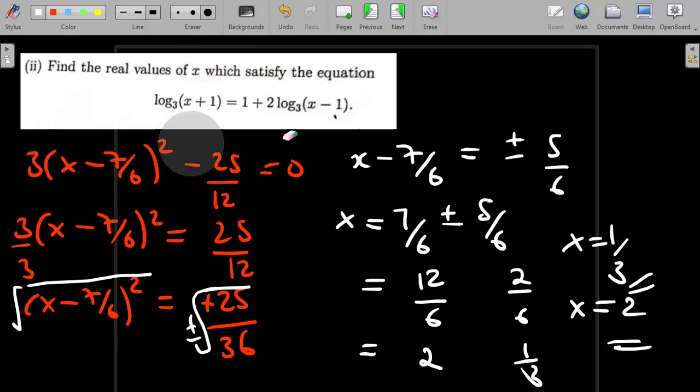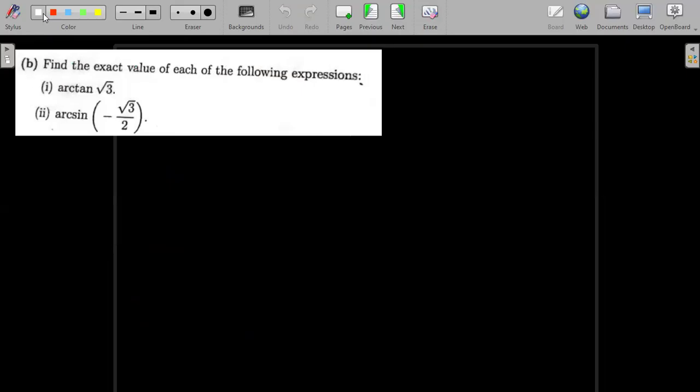Okay, now let's move on to the next question. We have this here saying find the exact value of the following expressions. So we have arctan root of 3. This is the same as saying tan inverse of root of 3.